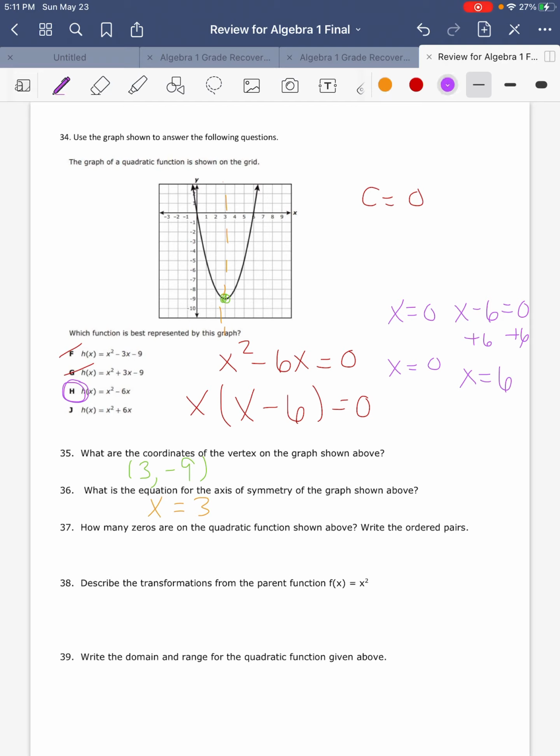37, we need to see what are the zeros. Remember, that's our solutions. We found those earlier. It was where y equals 0. So this first point right here was 0, 0. And the second one was this point right here. The x was a 6, the y was a 0. So there are 2 zeros, and those are both of them.